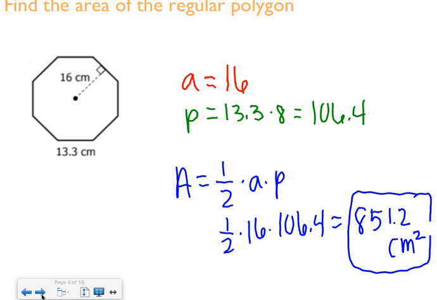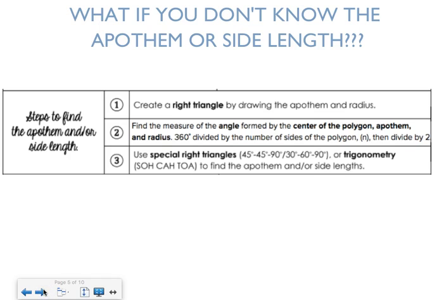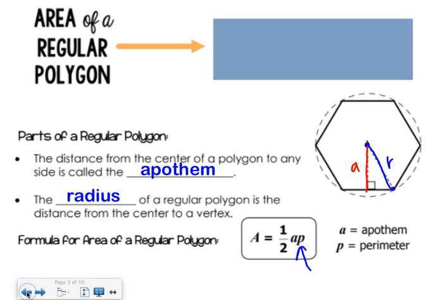So we have steps if we do not know that information right away. Step 1 would be to make a right triangle. Do you guys agree? This is where you use the radius. You can draw in a right triangle. Yes? Okay, so that would be your step 1.